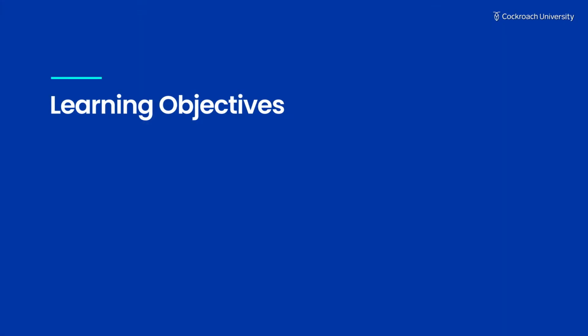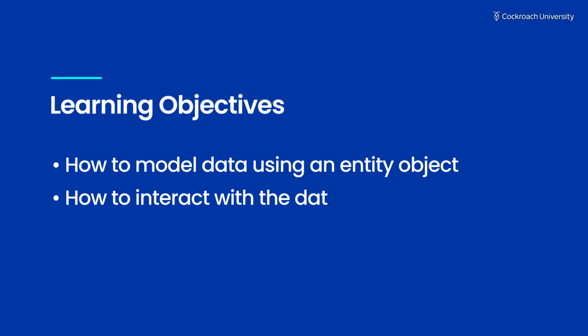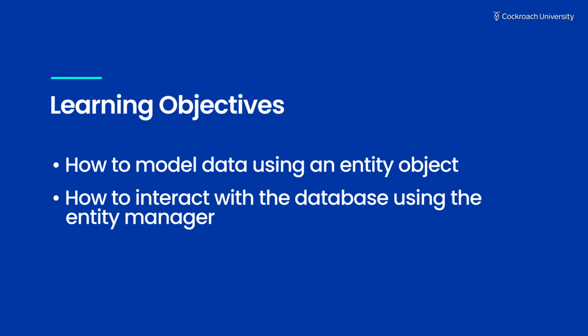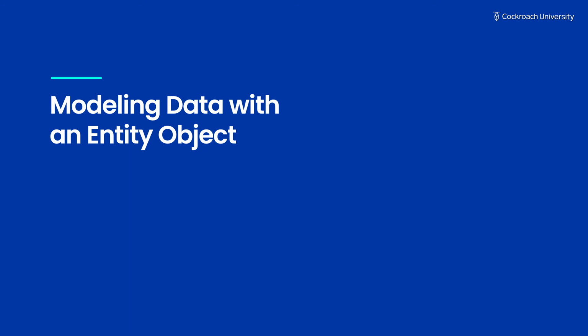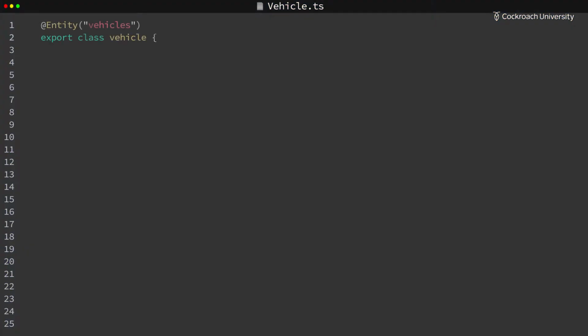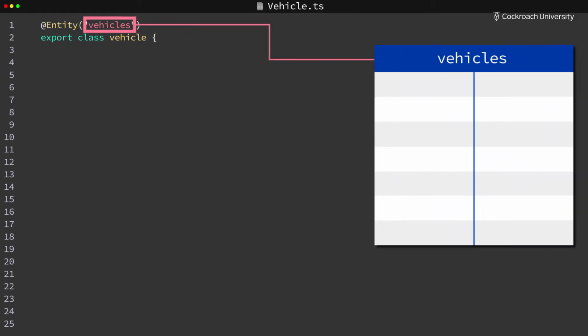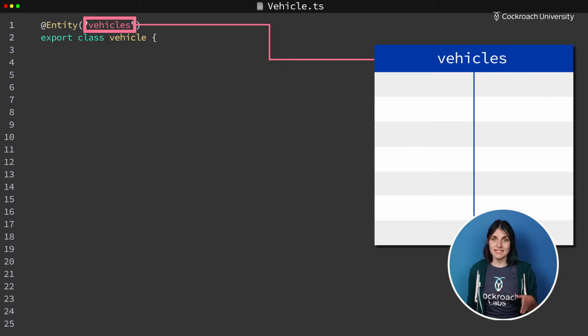In this lesson, we'll talk about how to model database tables in your applications by defining entity objects and how to read and write data using the Entity Manager. An entity class is just a basic class with the entity decorator. You can specify the name of the table that the entity corresponds to as the parameter to the decorator. Here we see that the vehicle entity class is associated with the vehicles table. If you don't specify the table name explicitly, it will default to the name of the entity.